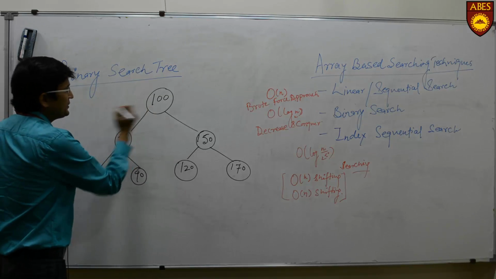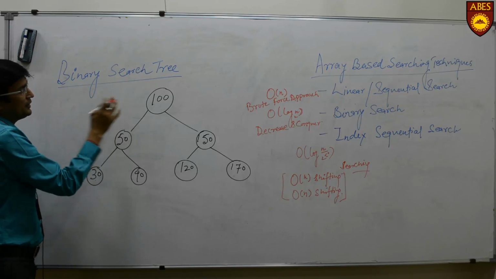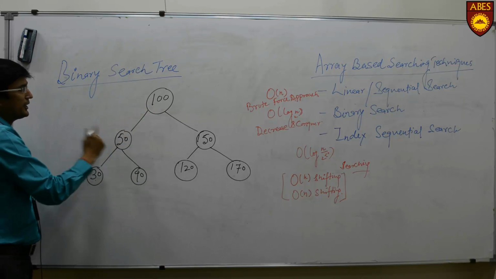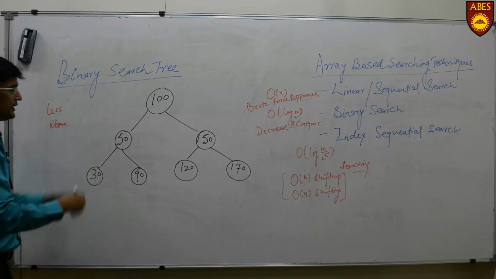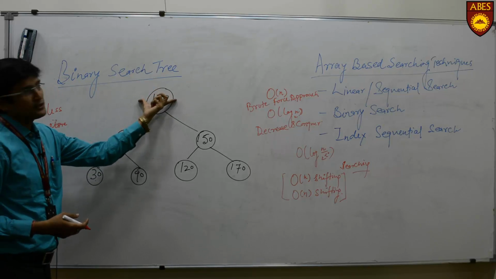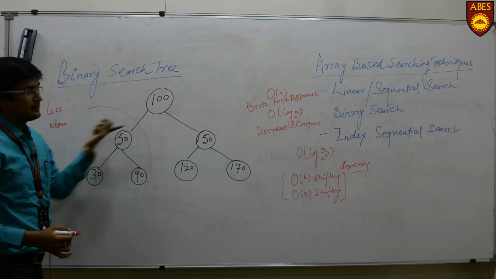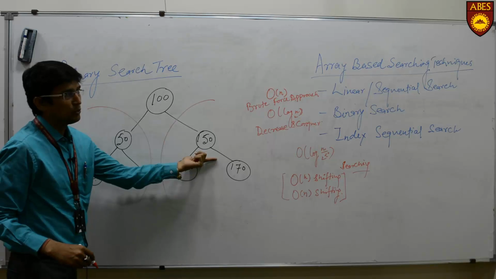Binary search trees are a special type of binary trees in which the elements are stored such that every element towards the left of any node contains less information than that node, and every element towards the right of that node contains more information than that node. In other words, if this is a binary tree, this represents the root node. Every element in the left subtree of the root node contains less information, and every element in the right subtree of this node contains more information.